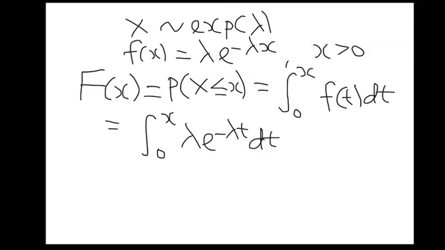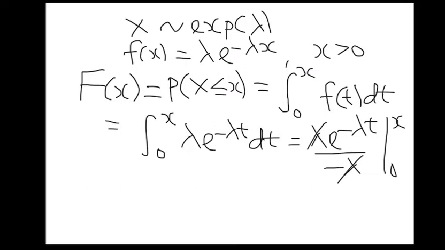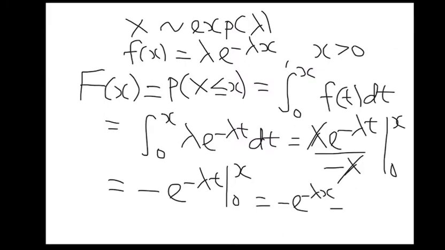Now if I integrate this, what am I going to get? This is going to be lambda e to the power minus lambda t divided by minus lambda, from 0 to x. Now lambda cancels lambda, and I'm going to have minus e to the power minus lambda t, from 0 to x. So I'm going to plug in x and 0. I'm going to have minus e to the power minus lambda x, minus e to the power of 0. The minus and minus is going to be a plus, and e to the power 0 is going to be 1.